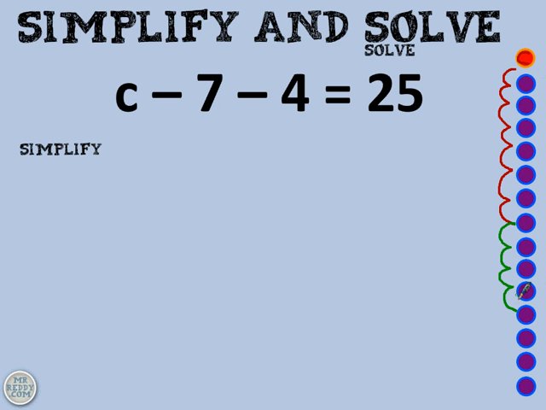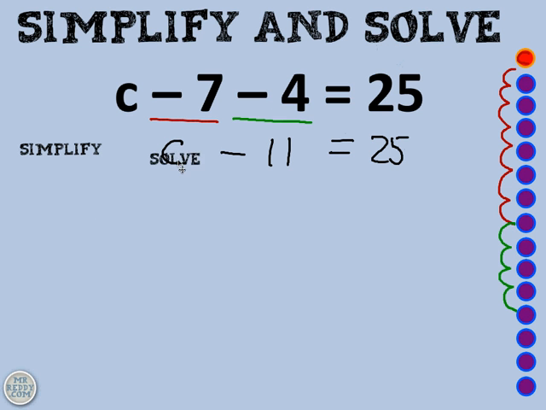Think of it if you're walking forwards or backwards. Taking away 7 means walk backwards. Maybe I should do that in a different colour, in the colour we started with, red. Imagine you take 7 steps backwards, because we're taking away, right? So that means go backwards. And then it says go backwards again another 4 steps. How far have you gone back? You've gone back 11 steps, right? So that's why this simplifies to C take away 11. And it's still an equation, so it's C take away 11 equals 25.